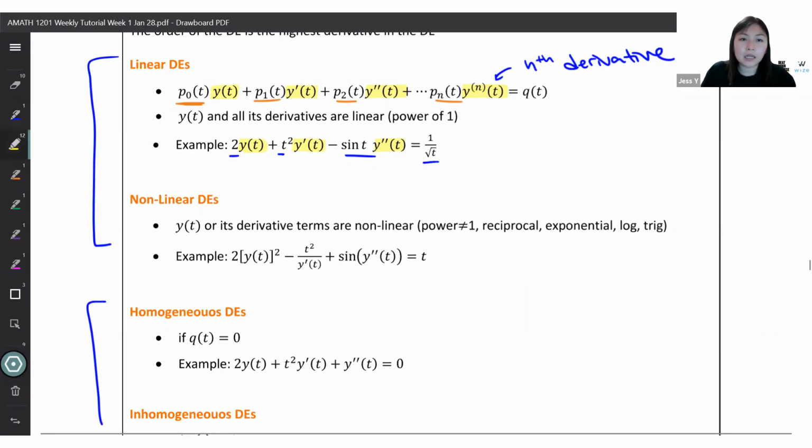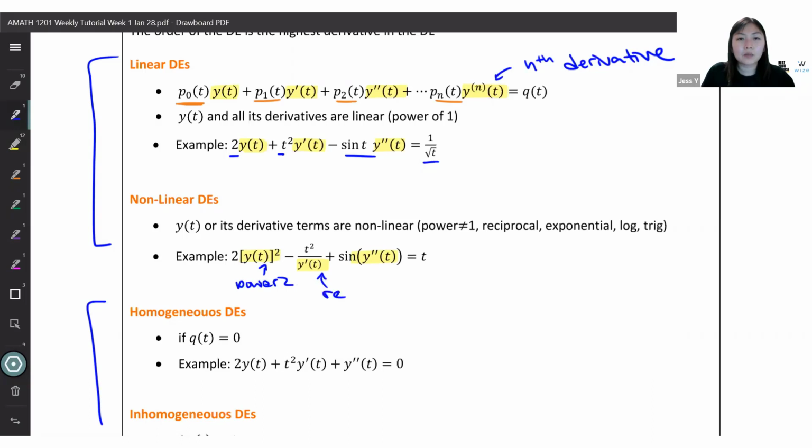For example, this guy down here, if I highlight all my y's and derivatives, notice that this guy has a power of 2. This guy is a reciprocal. This guy is wrapped inside a trig. So none of these are linear. As long as you have one term that's nonlinear, the whole thing is nonlinear. Okay.